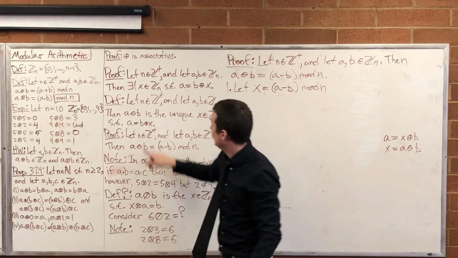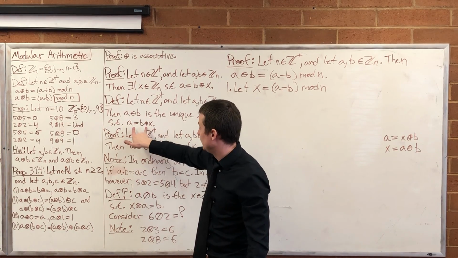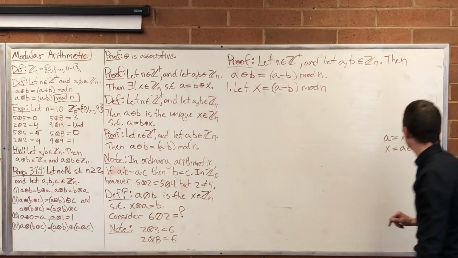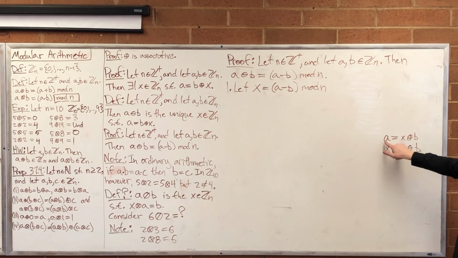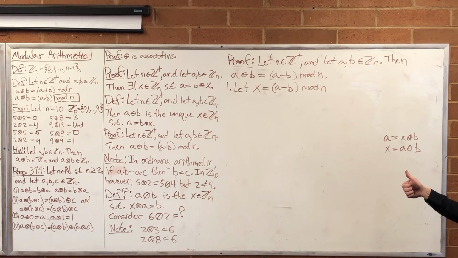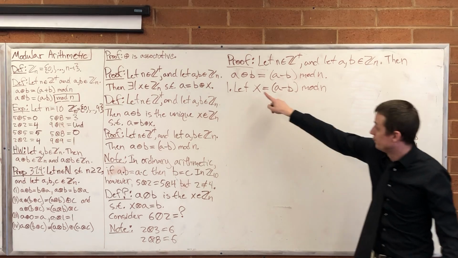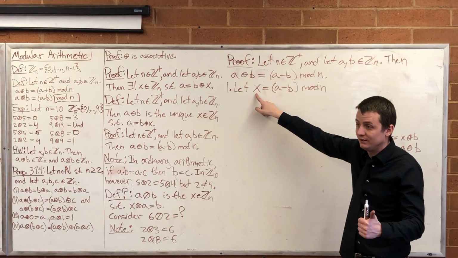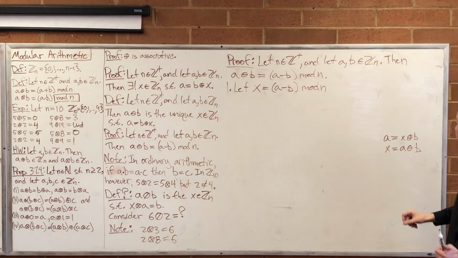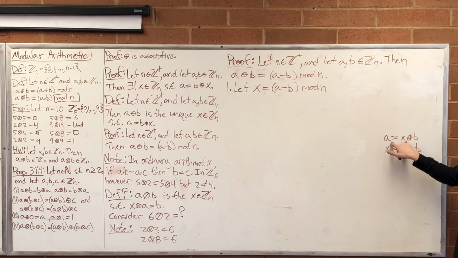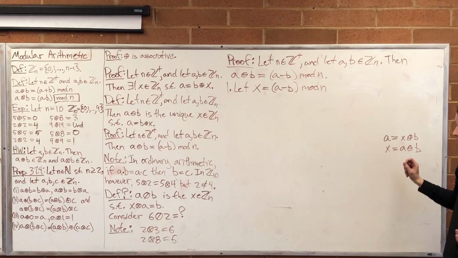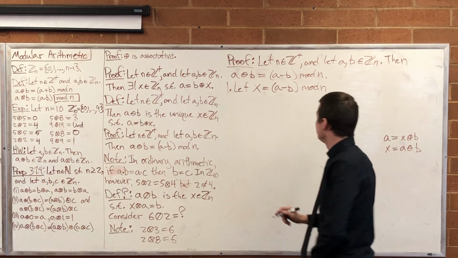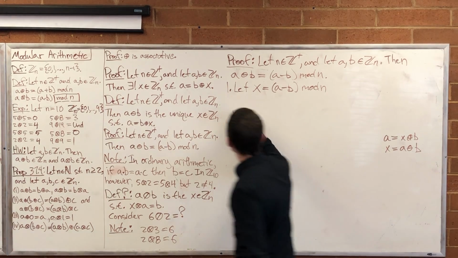Right? What is this? It's the unique x that makes this true. So if I can find the unique x that makes this true, then we're done. So first I need to show that this thing is in Zn, and then I need to show that it satisfies this equation, and therefore it's this. Which is basically exactly what we just did with the previous proof, but we'll do it all over again. So I'll let x equal that.